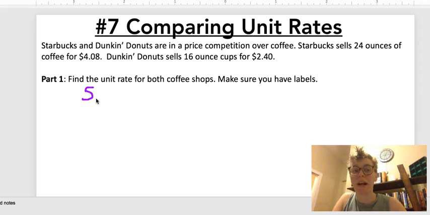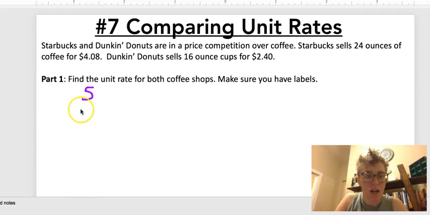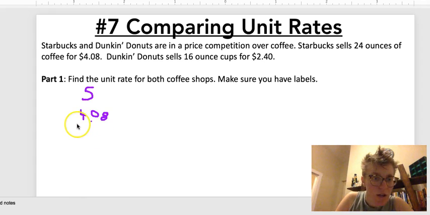Starbucks sells 24 ounces for $4.08. So I'm going to make 408, because that's my total price. And for $4.08, I'm getting 24 ounces. So I'm going to divide this by 24 because I want to figure out my cost per 1 ounce.